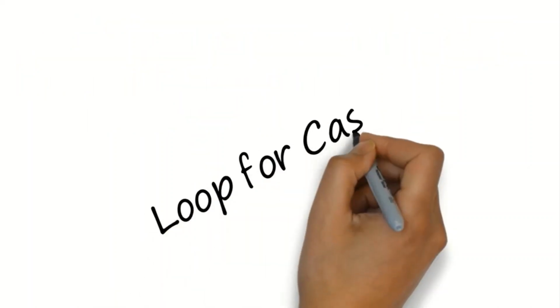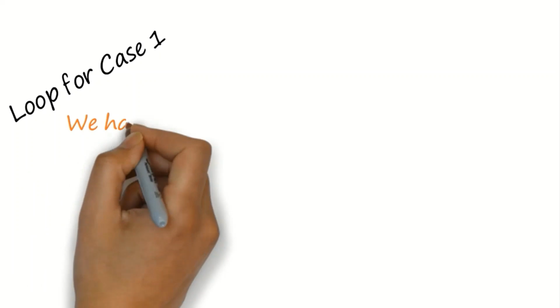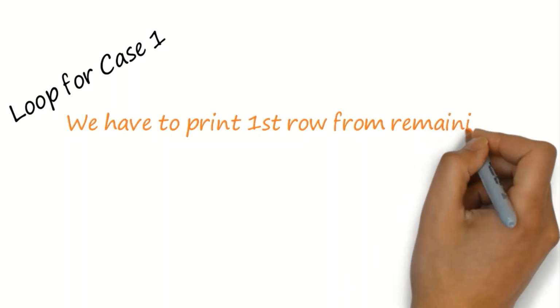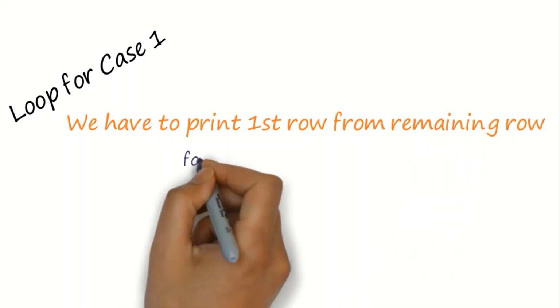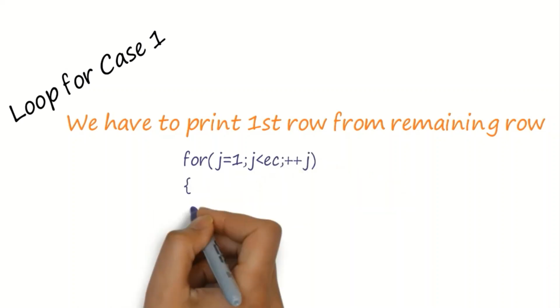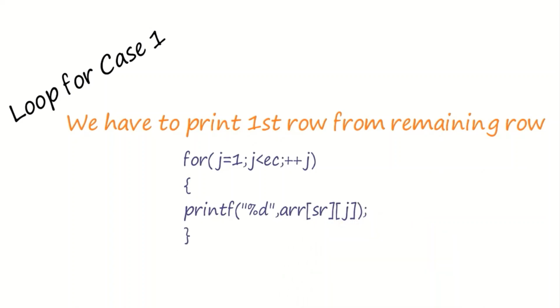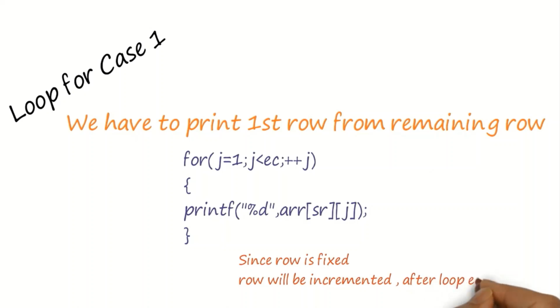Now we will design the for loop for case 1. Case 1 means we have to print the matrix from left to right for the first row only. So the iterator j will start from 1 and it will iterate up to EC, end column, and j will be incremented by 1. And remember here, since we are designing it for the first row, the row SR will be fixed and column will be changing. That's why j is given at the position of column. And after completion of the for loop, then only the row will be changing, so that we can proceed to the next condition. That's why it is SR++.